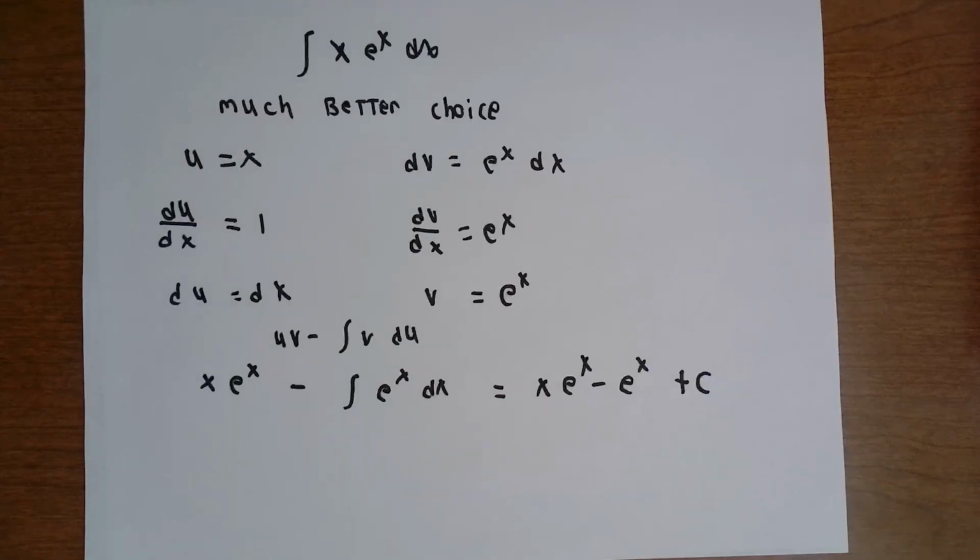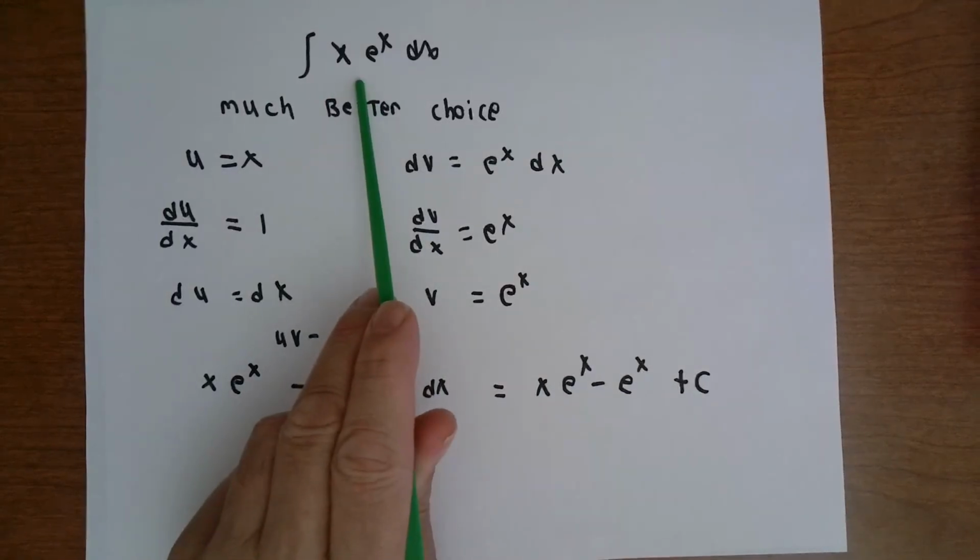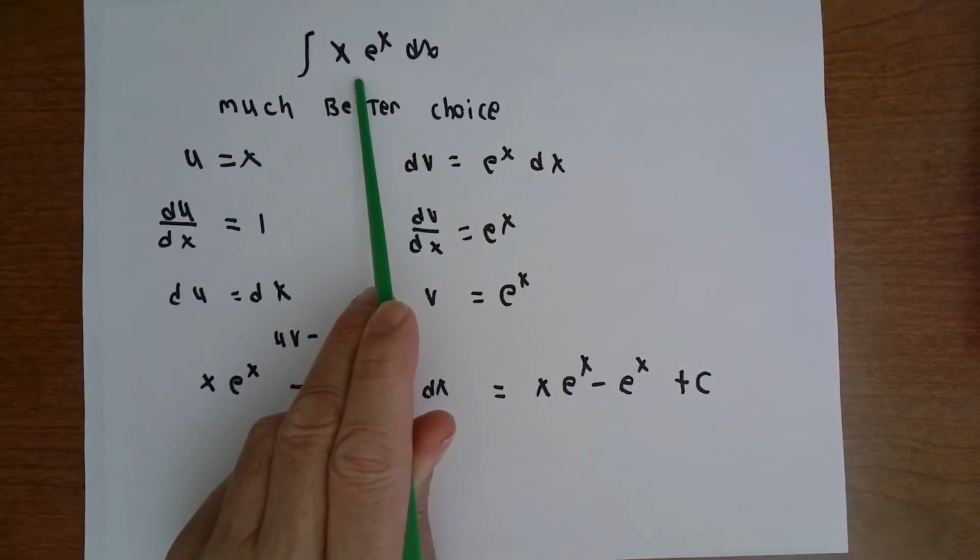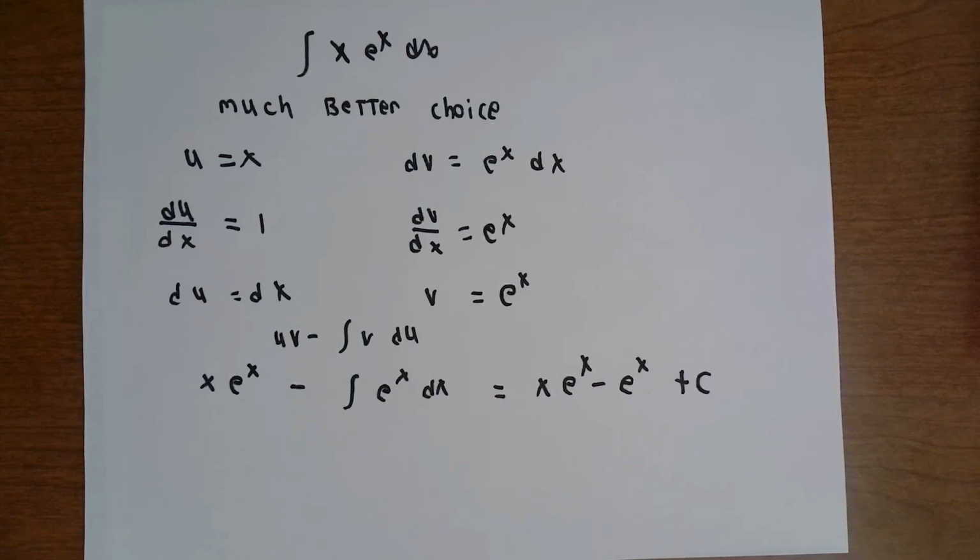Since this is a new technique, it's useful to make sure that we've got the right answer. If this is right, then the derivative of this quantity must be x e to the x. If I calculate the derivative of my answer and it doesn't come up x e to the x, then something has gone wrong on me here.